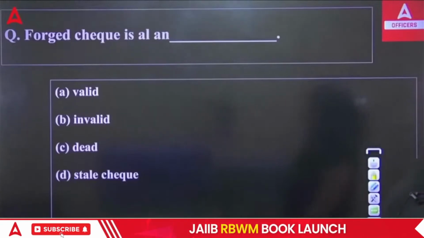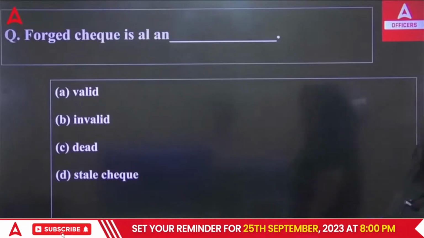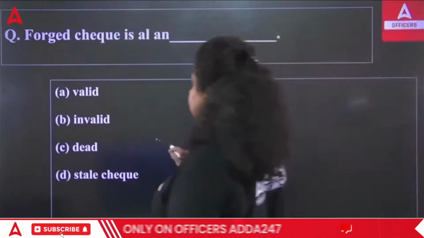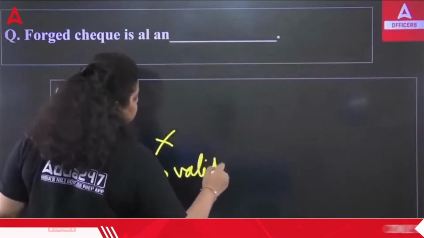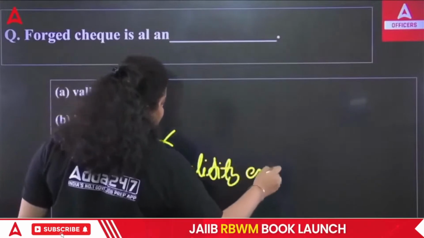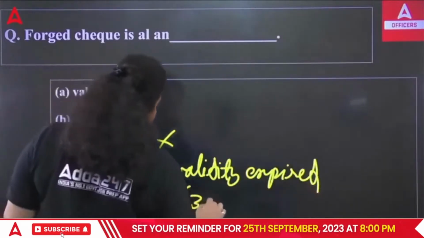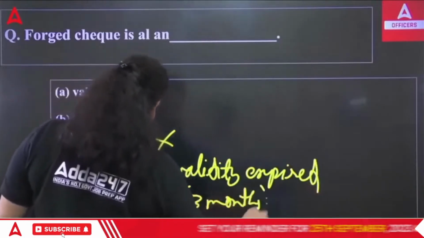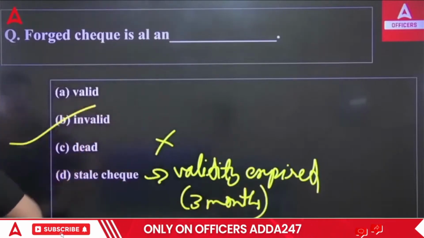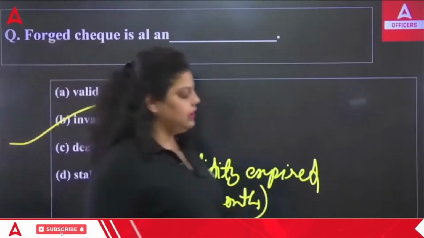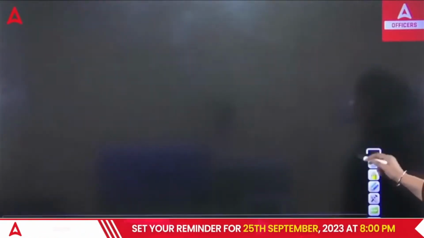So the question is asking about a forged check. It can't be a valid check, it can't be a dead check, it can be a stale check. A stale check means when the validity of a check is expired. When the validity of a check is expired, that check is known as a stale check. And the validity of a check is 3 months. If this validity expires, then the check will be a stale check. So it can't be right, it is invalid. So a forged check is an invalid check. The right answer will be B.